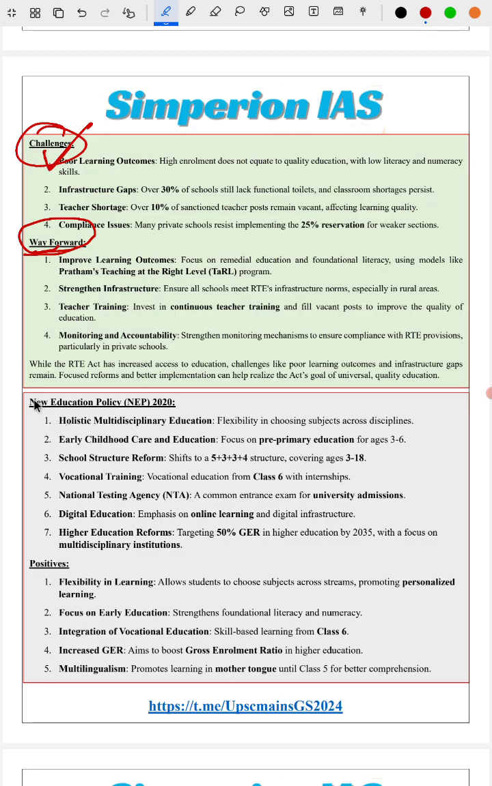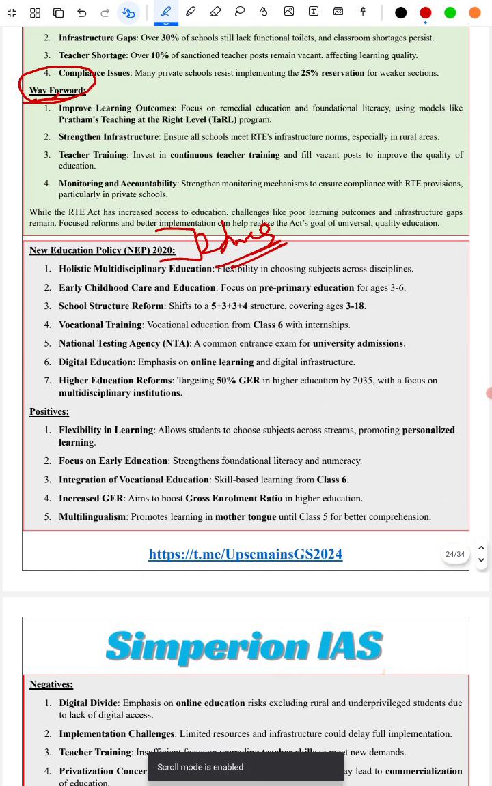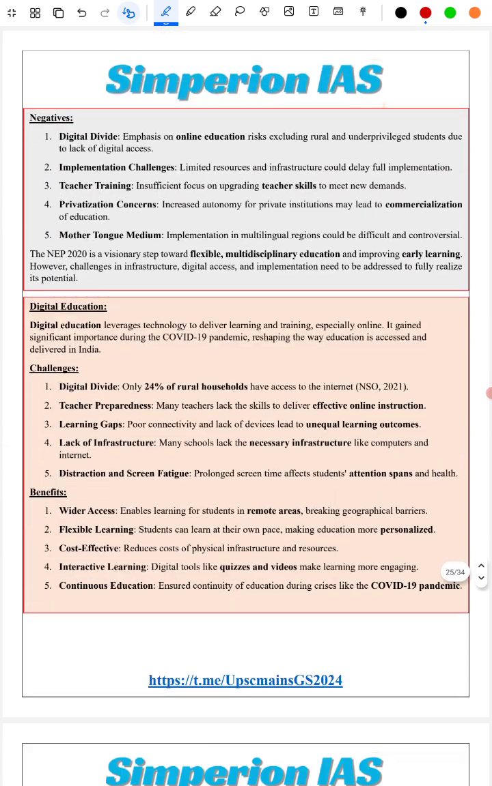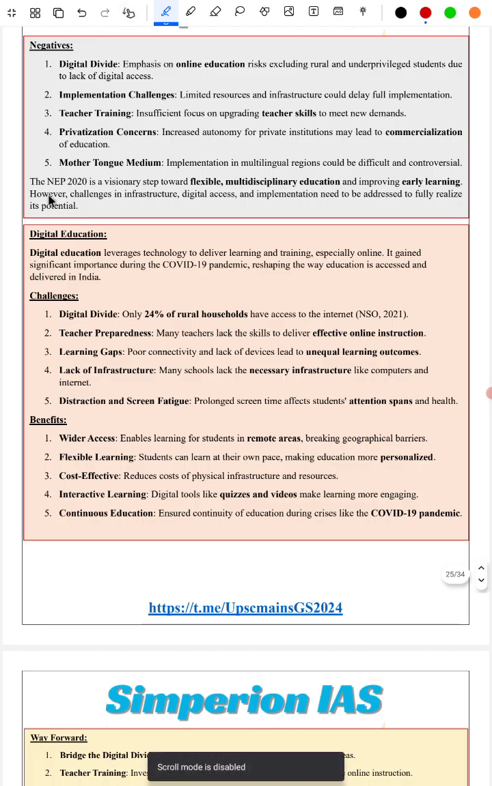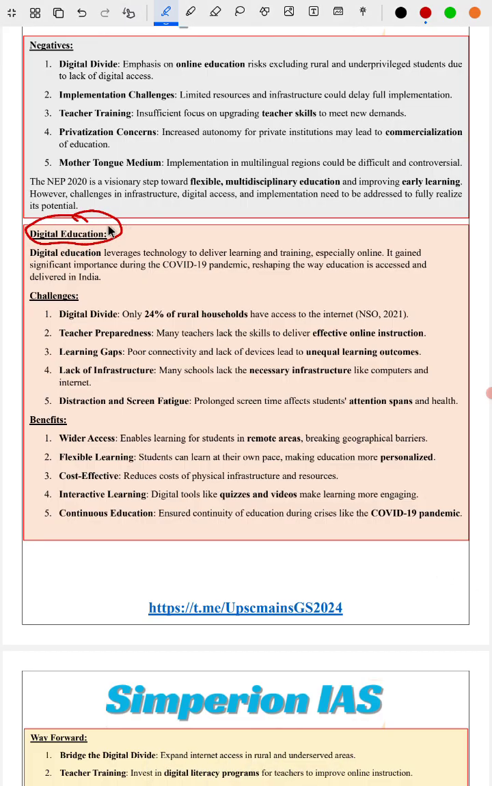Next is the recent one. I think even this question is asked 2 times already in the mains, that is New Education Policy 2020. We have covered the provisions of the policy, positives of policy, and negatives of policy. Next, we have covered the importance of digital technology in education or digital education.